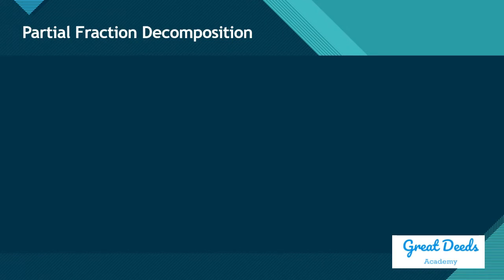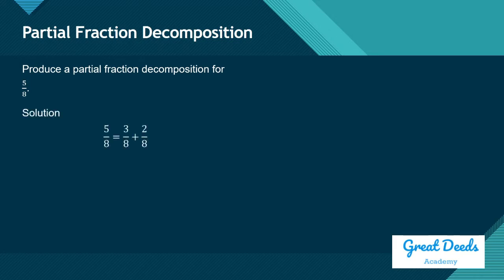Before we go into getting the partial fraction decomposition of a rational function, let us illustrate the idea behind that by getting the partial fraction decomposition of 5 over 8. 5 over 8 is equal to 3 over 8 plus 2 over 8. It is also equal to 1 over 8 plus 1 half. This is the idea behind partial fraction decomposition.